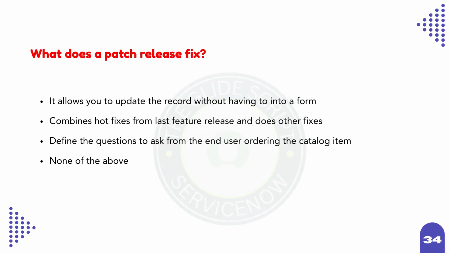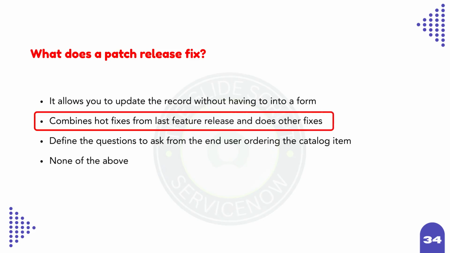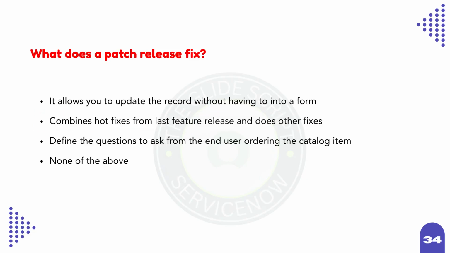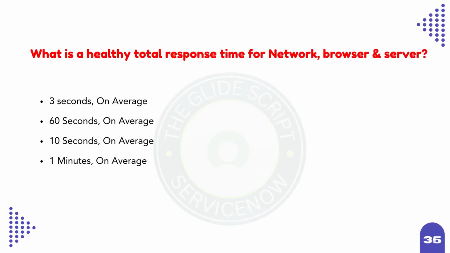Next question is, what does a patch release fix? And the correct option is the second one: combines hot fixes from the last feature release and does other fixes. Next question is, what is the healthy total response time for network, browser, and server? And the correct option is 3 seconds on average. So this is considered a very good response time, 3 seconds.